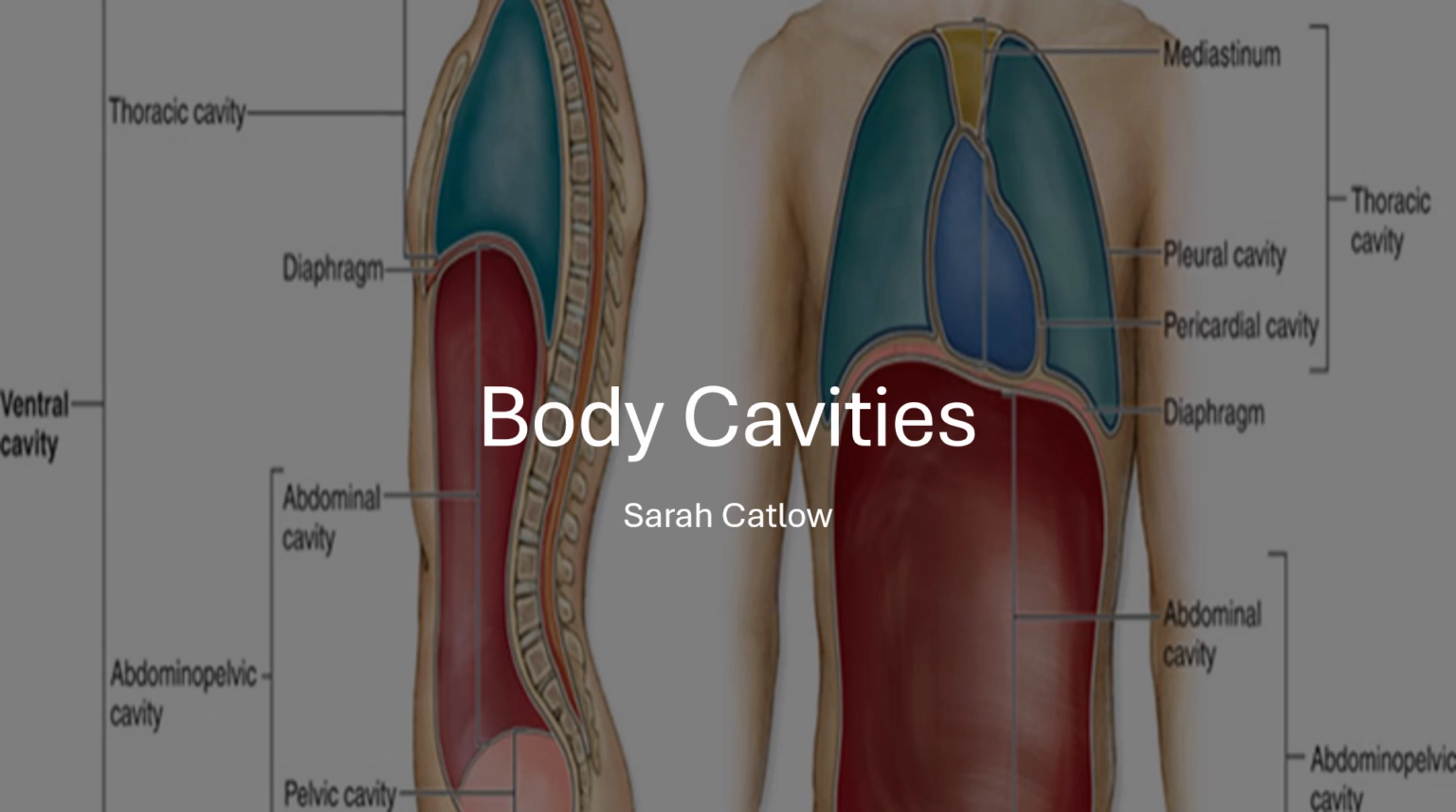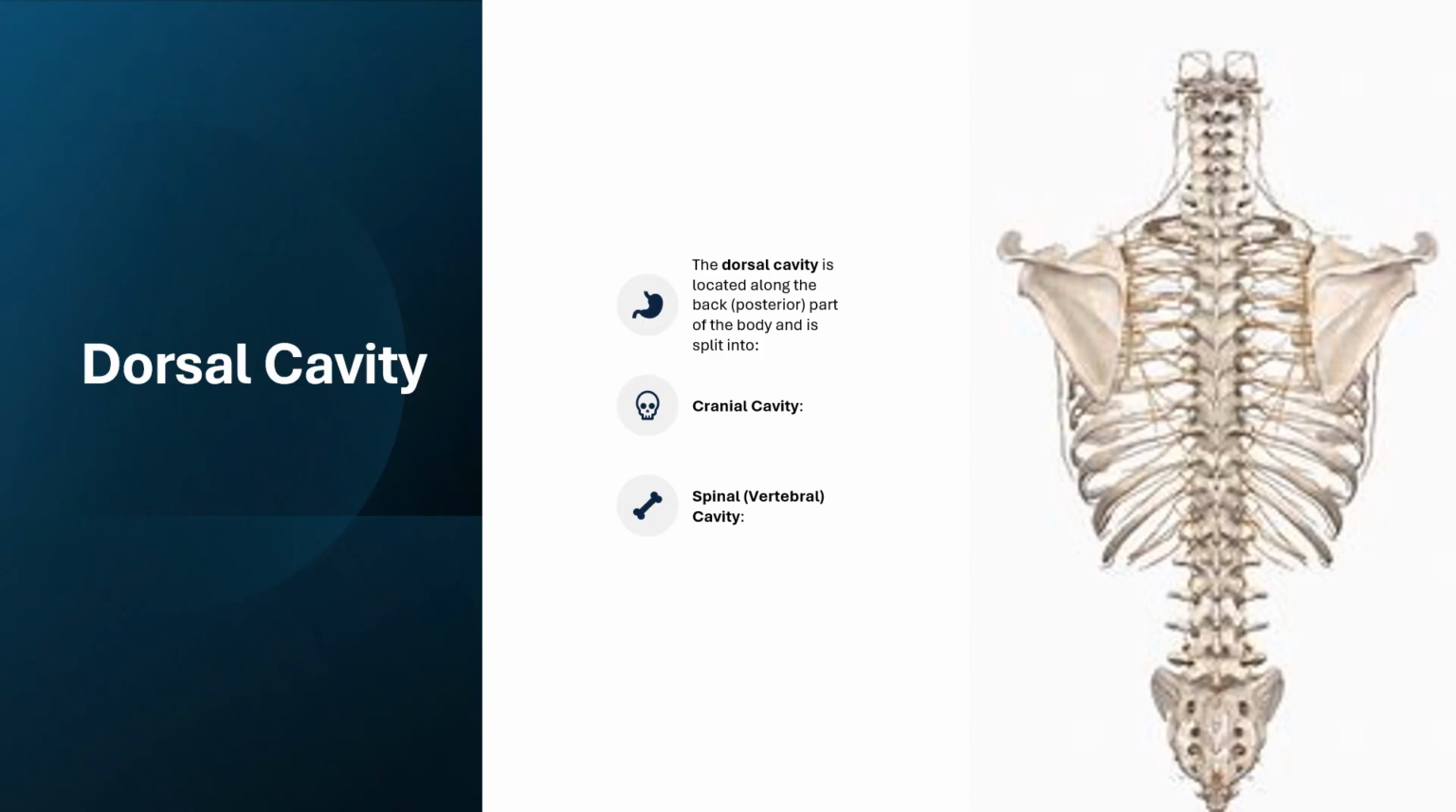out medical procedures. The body's cavities are broadly classified into dorsal and ventral cavities, which are further subdivided into more specific sections. So we're going to look at the dorsal cavity, which is located along the back, so the posterior part of the body, and it's split into two sections.